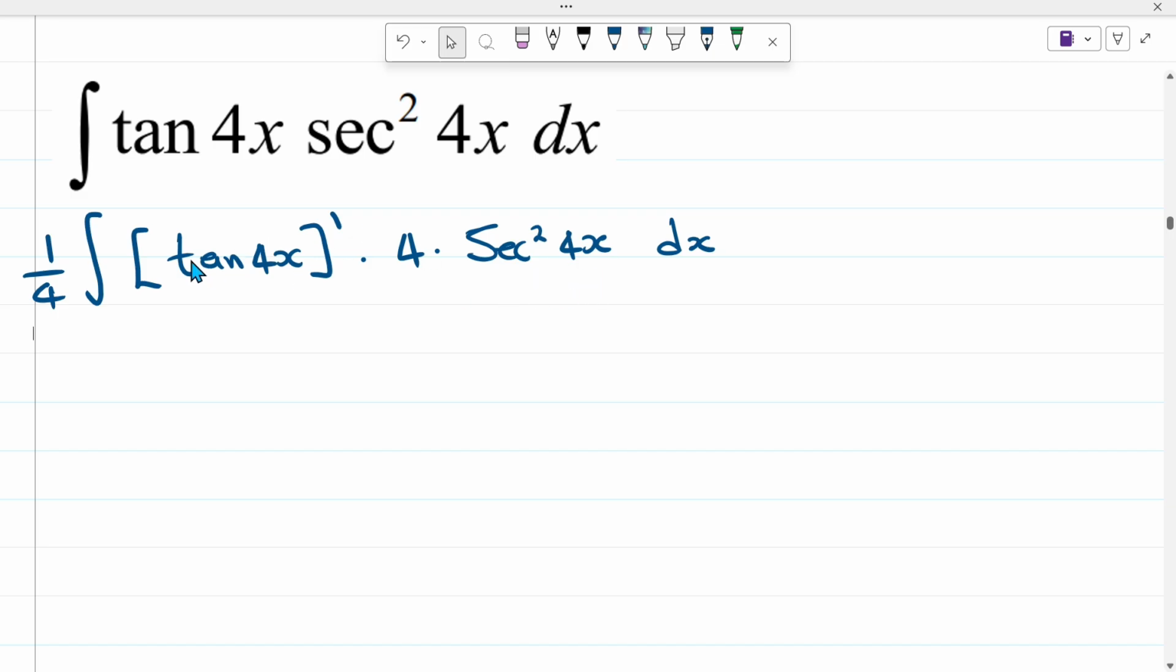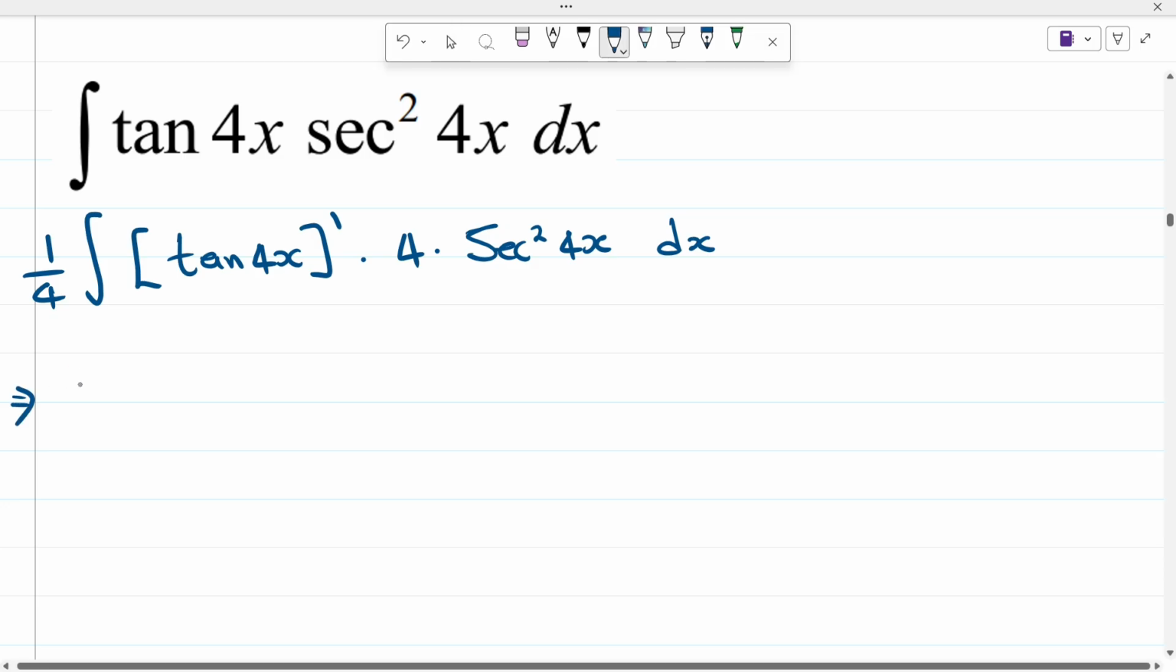So from here we can use the general power rule, right? Our n is equal to 1. If our n is equal to 1, we can use the general power rule, because the only time we cannot use it is when our n is equal to -1. So now let's make use of our general power rule.